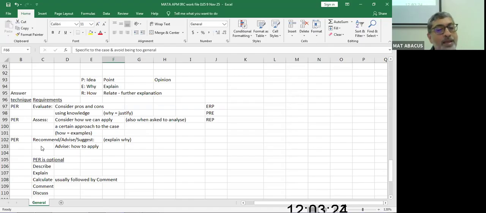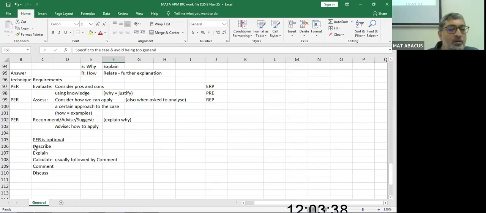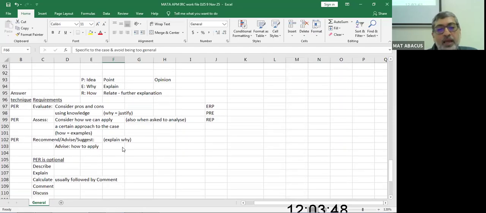And recommend, sometimes they use the word advise or suggest. You have to explain why. Basically, advise how to apply can also be part of the question's answer. So as we have said, PER is optional for describe, explain, calculate, comment, and discuss. Normally, if you calculate, you don't have to worry about PER so much. And the last thing is, you don't always have to start with a point and then explain and relate.